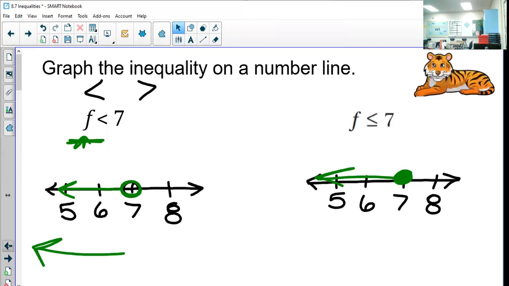So what we've done, we have written inequalities, taken sentences and turned them into numbers. We have figured out if a number is a solution to an inequality, substitute those in. And then the last thing I just showed you how to do was graph inequalities. So those 3 things and you'll be good to go.